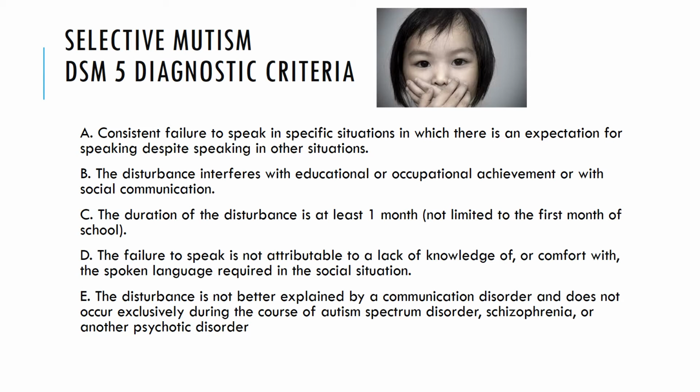And it is not better explained by a communication disorder and does not occur exclusively during the course of autism spectrum disorder, schizophrenia, or another psychotic disorder. Associated features of selective mutism may include excessive shyness, fear of social embarrassment, social isolation and withdrawal, clinging, compulsive traits, negativism, temper tantrums, or mild oppositional behavior.